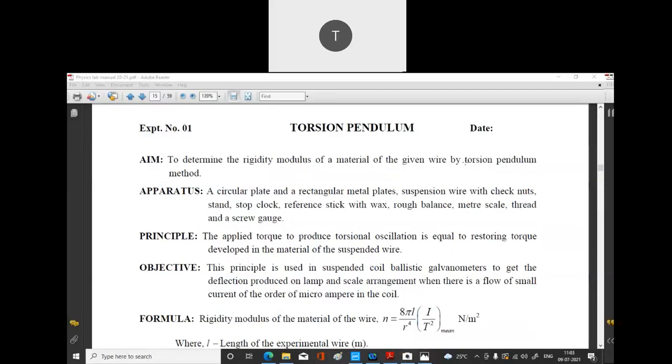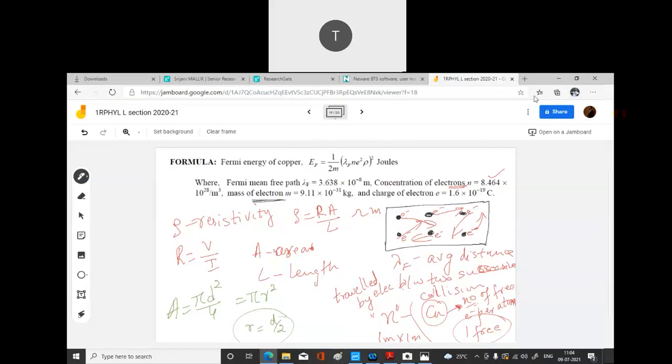What is a torsion pendulum? So if you take your simple pendulum, in that case, what happens? You have a to and fro motion. Okay, so you have a to and fro motion in case of your simple pendulum. But in case of torsion pendulum, I think you have already used the simple pendulum in your previous classes.